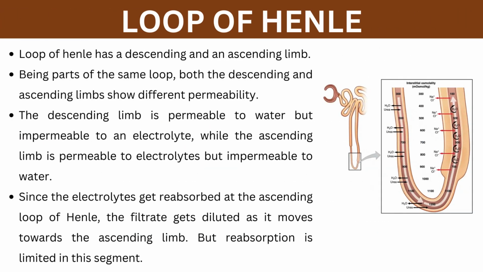Loop of Henle has a descending and an ascending limb. Being parts of the same loop, both the descending and ascending limbs show different permeability. The descending limb is permeable to water, but impermeable to electrolytes, while the ascending limb is permeable to electrolytes but impermeable to water. Since the electrolytes get reabsorbed at the ascending loop of Henle, the filtrate gets diluted as it moves towards the ascending limb, but reabsorption is limited in this segment.